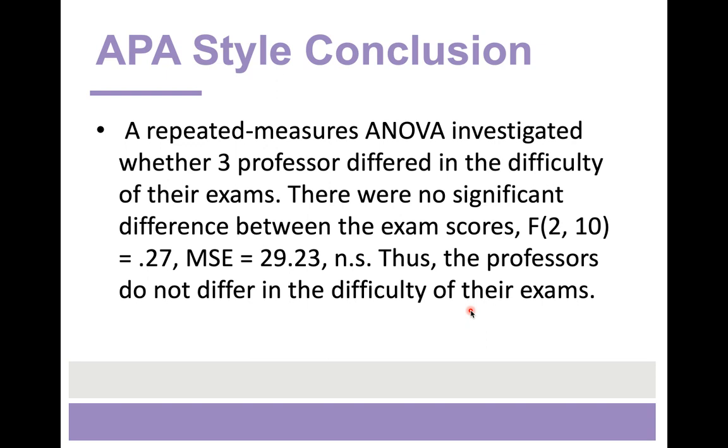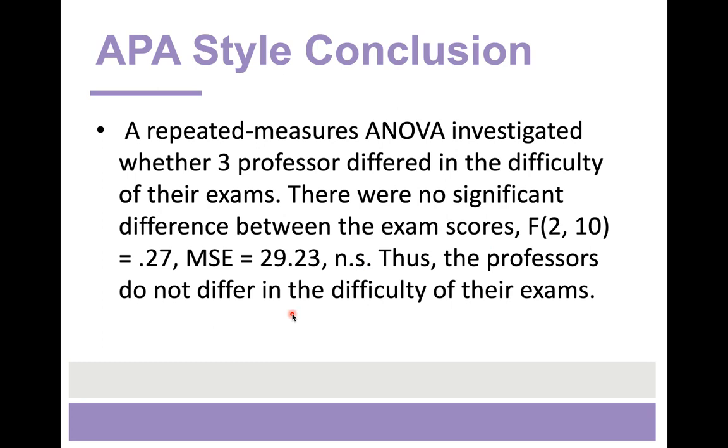So your APA style conclusion gets much more simple. Repeated measures ANOVA investigated whether 3 professors differed in the difficulty of their exams. There were no significant differences between the exam scores. Here we have our statistical statement of our overall F. It was not significant. Thus, the professors do not differ in the difficulty of their exams.